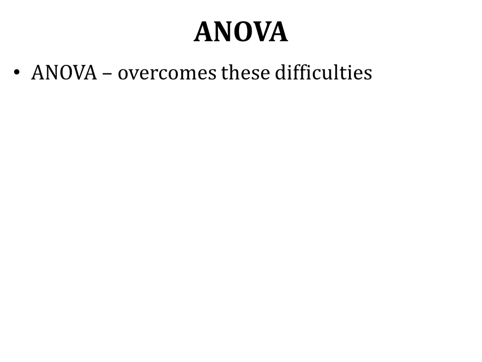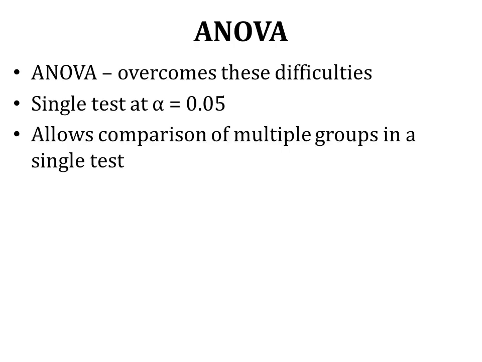ANOVA is here to help us. ANOVA overcomes these difficulties. ANOVA means the analysis of variance, and it is a single test, done at the level of significance 0.05, which is the usual level of significance. In a single test we are allowed to compare multiple groups, right? Previously multiple testing was required because the t-test allowed only 2 samples to be tested simultaneously. But here we can compare more than 2 samples in a single test.